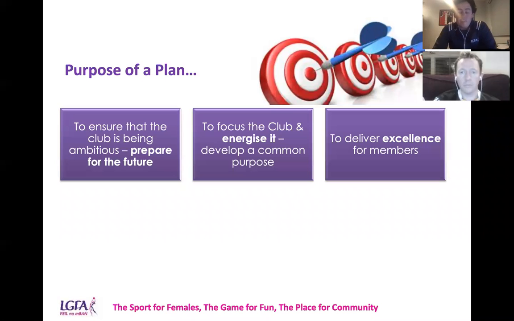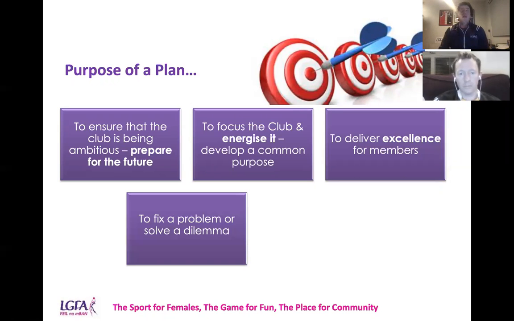To deliver excellence for your members. So this is another one again. You want to be the best club you can be, and whether that means winning county championships or fielding teams at every age group, it's really what excellence means for you, but you want to be the best you can for your members. So a plan can really help you figure out maybe where you're lacking or where you can improve in your club as well.